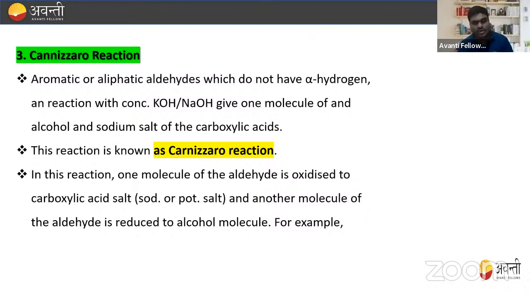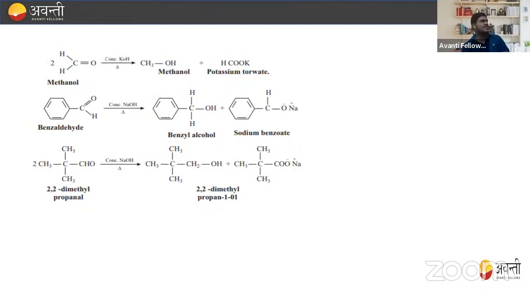In this reaction, one molecule of an aldehyde is oxidized to the sodium or potassium salt of a carboxylic acid, and another molecule of the aldehyde is reduced to the alcohol. So both oxidation and reduction take place, so we can name it a disproportionation reaction. Here we can see an example. For example, we have methanal, right? This is nothing but methanal, not methanol. Methanal treated with concentrated KOH will give methanol and potassium formate.